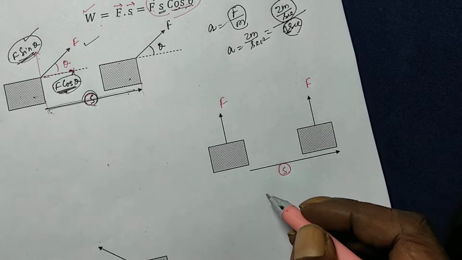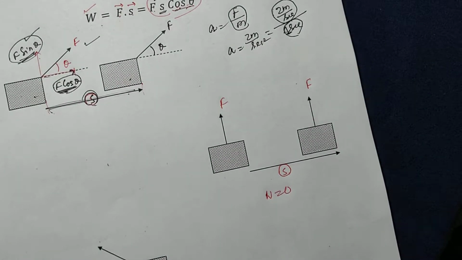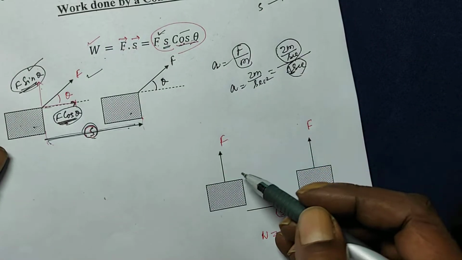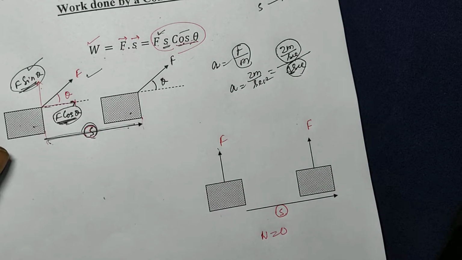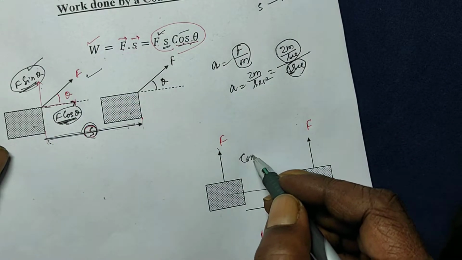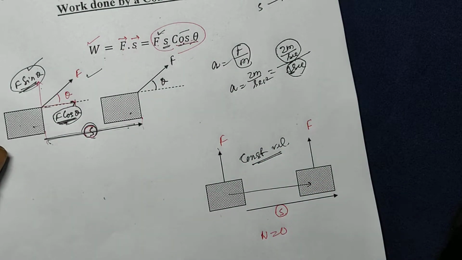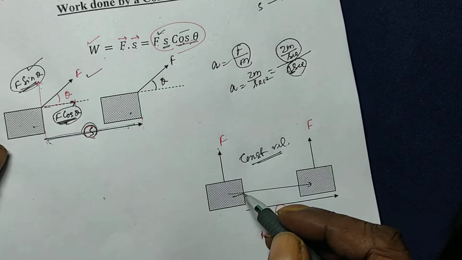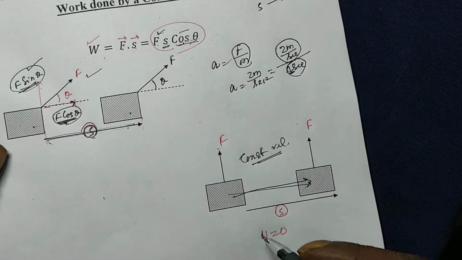So in this case, work done is equal to 0. Then you might ask, if the force is to this side, how is this moving to this side? So let us assume this is already moving to this side with a constant velocity. Means there is no change, there is no increase in the speed. Therefore, there is no acceleration. Therefore, there is no force.